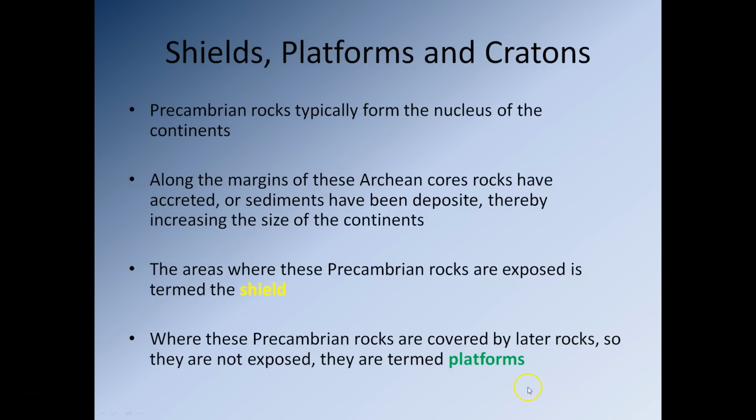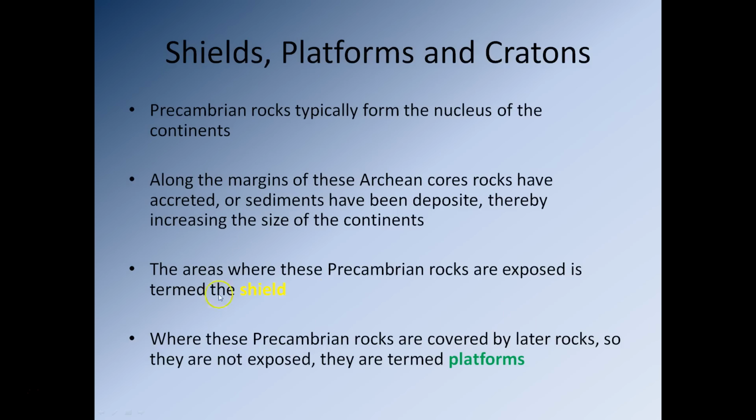So the vast majority of the central and eastern United States is essentially underlain by Precambrian crust. So underneath all the sediments, all the rocks that are built up on top of it, we have Precambrian crust. So the central and eastern United States is what we refer to as a platform. So there is Archean crust underlying it.